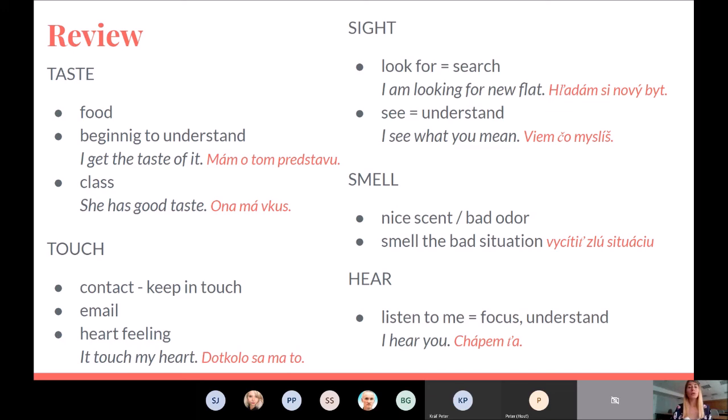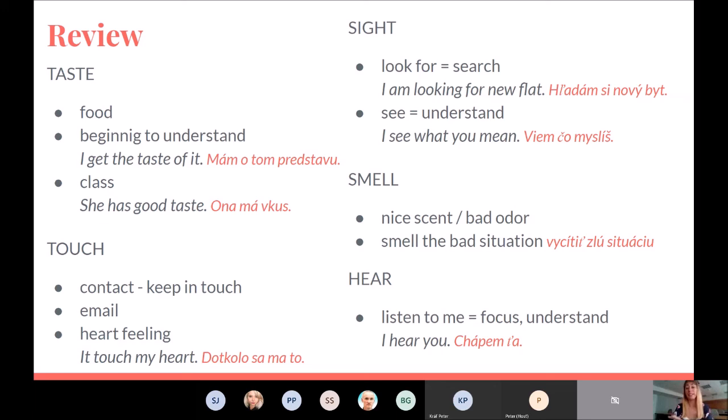If sight, we said look at, but there is another preposition to use with the verb look, and that's look for. So search. I'm looking for a new flat, or I'm looking for my glasses. I don't know where I put them. So look for, search. Look at, pay attention. And then another meaning for the verb see is to understand. So you can simply say, I see what you mean, or I see where you are going. I understand what you mean.